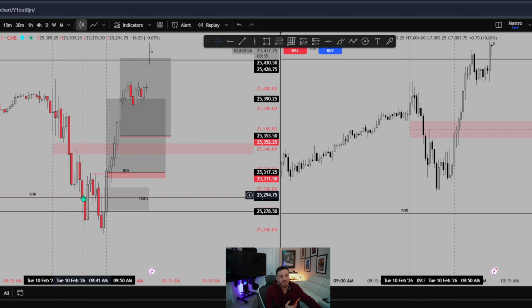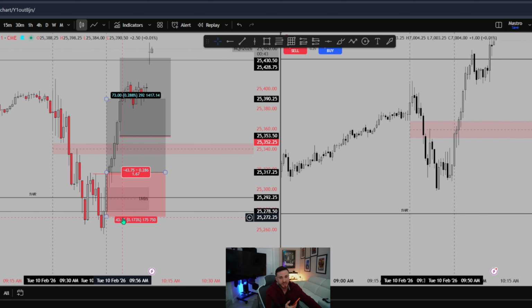We already inversed this fair value gap, so I'm not worried about it anymore. I want to see our break of structure. We get a strong break of structure out of there with one candle. Entry, stop below this candle's low, because again, if we want to go back down, we're going to go down below this low. We're going to continue lower. So again, it's a 43-point stop.